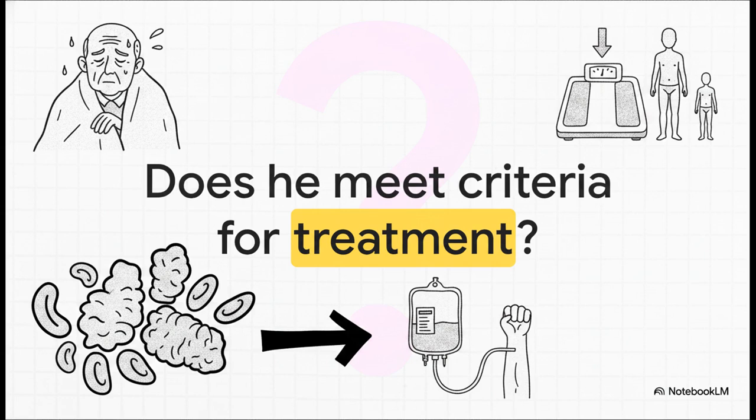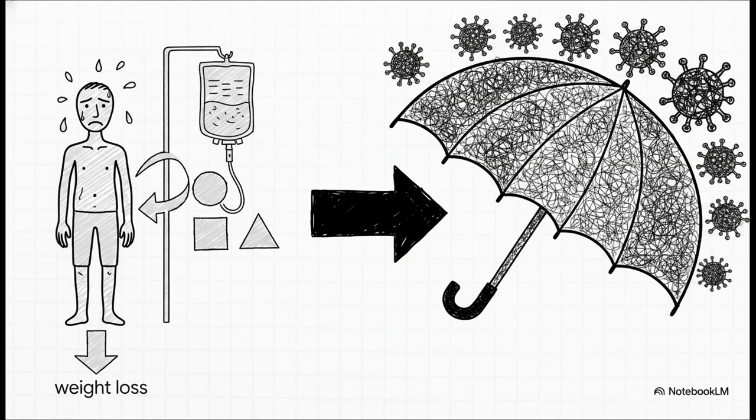We have a 72-year-old man with known CLL who reports extreme fatigue, drenching night sweats, and he's lost 12% of his body weight in just 4 months. On examination, his lymph nodes are massive and bulky. So does he meet the criteria to abandon that watch and wait strategy and start chemotherapy? Yes, he absolutely does. He has severe systemic B symptoms and rapidly progressive disease. You need to act now.